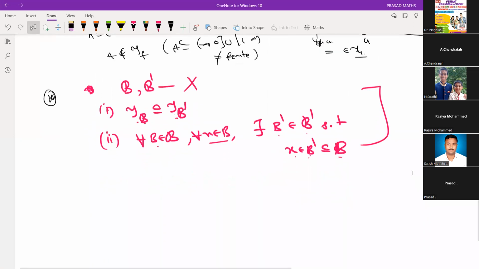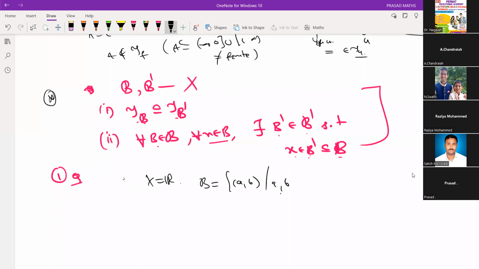Using this result, before doing this, let us start with an example. Suppose you take X equals R, with the usual and lower limit topologies. What is lower limit? What is lower limit? Anybody, what is lower limit? Just go back to your arguments. Suppose you take this, we have seen that this is an open base.